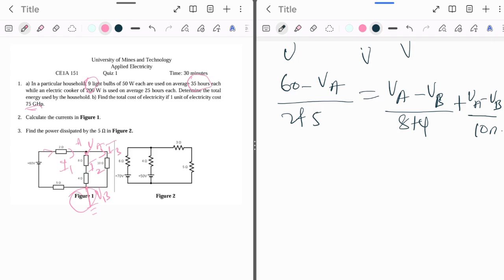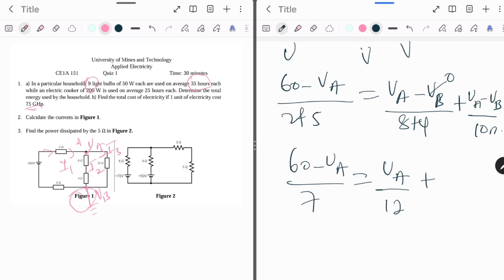So if we are going to simplify this, we are going to get 60 minus VA over 7 here. Remember, VB is grounded, so that place is 0. So we get VA over 8 plus 4, that will be 12. Then we have here again VB is 0, it's been grounded, so we get VA over 10.